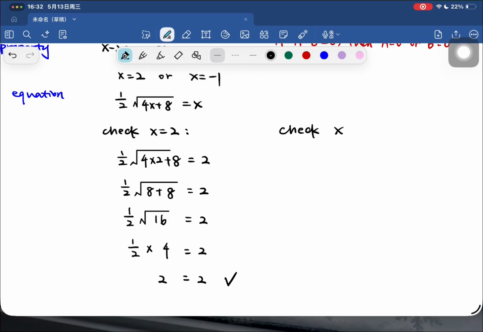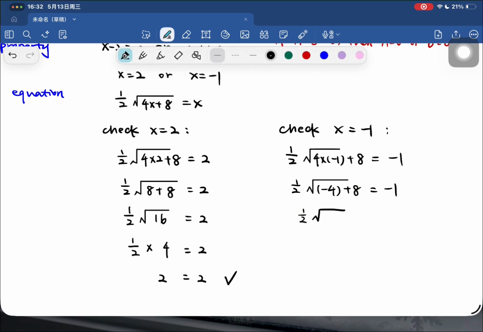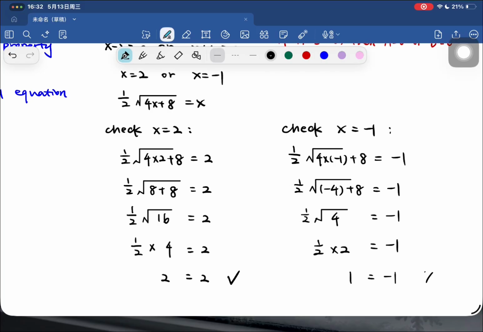Now let's check x equals -1. The steps here are just like those for x equals 2. We substitute -1 into the original equation. 1/2 times square root of 4 times -1 plus 8 equals -1. Simplifying that, we get 1/2 times square root of 4 equals -1, and 1/2 times 2 equals -1. But this gives 1 equals -1. This is not true, right? So we know that x equals -1 does not work, and it is not a solution for this problem.